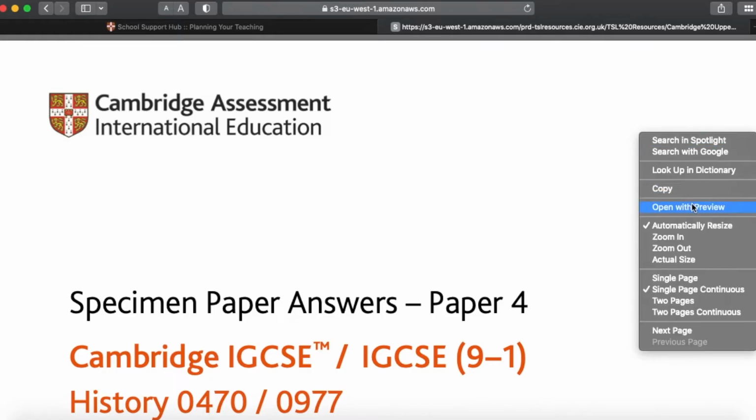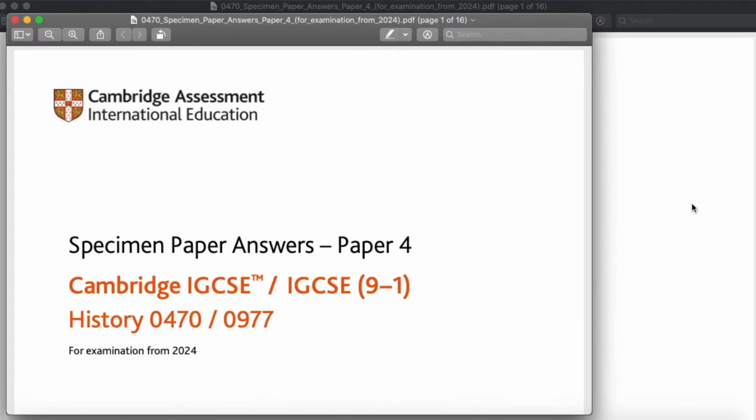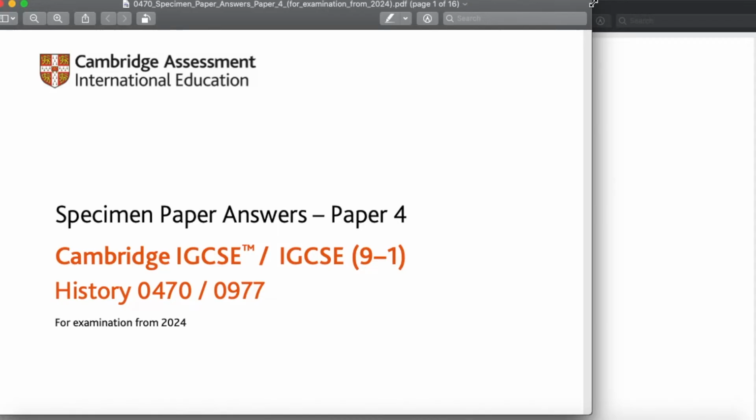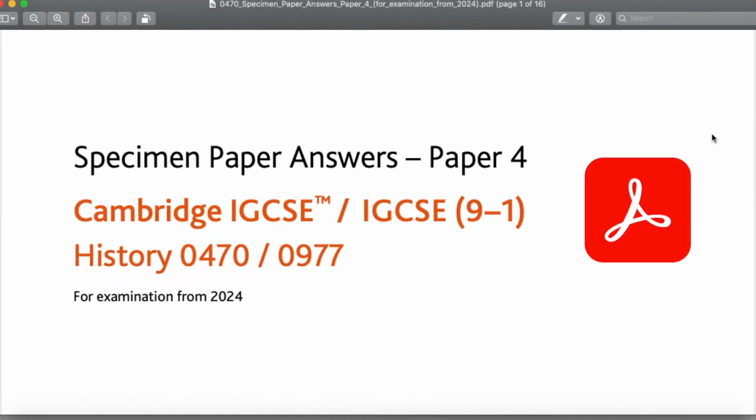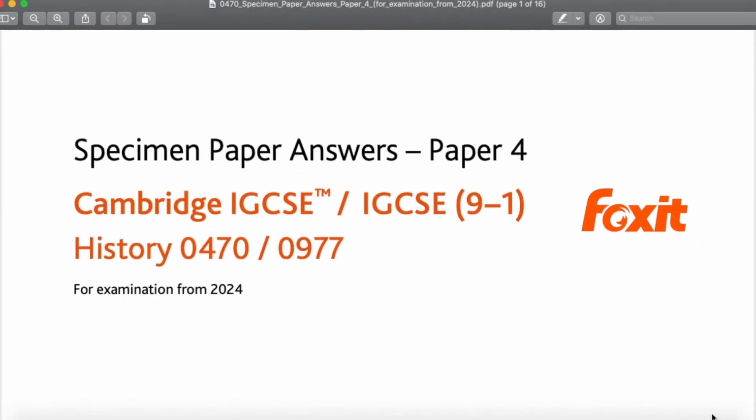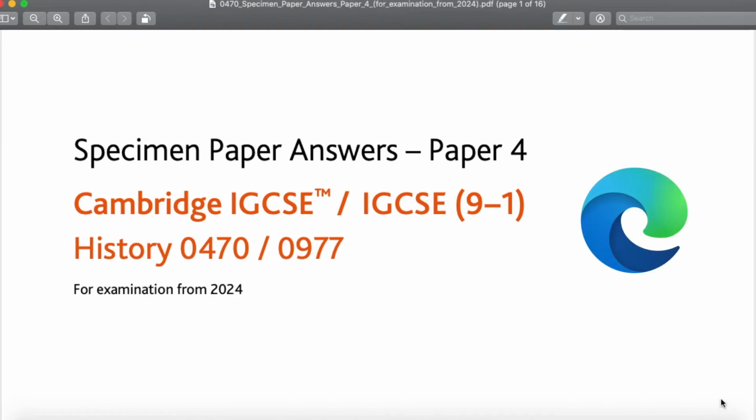I just like to get the highlighter up top in preview. If you have a PC, there's numerous different ways. There's Adobe Acrobat, there's Foxit PDF. The latest Microsoft browser has these markup tools as well, which is pretty good.